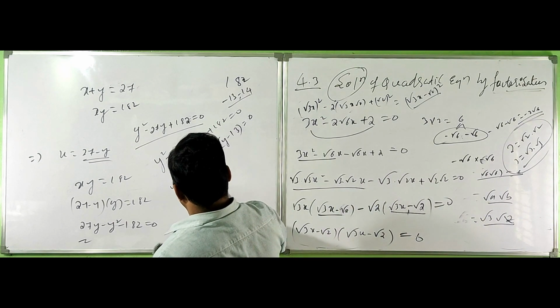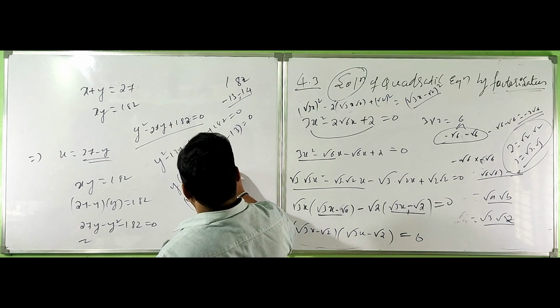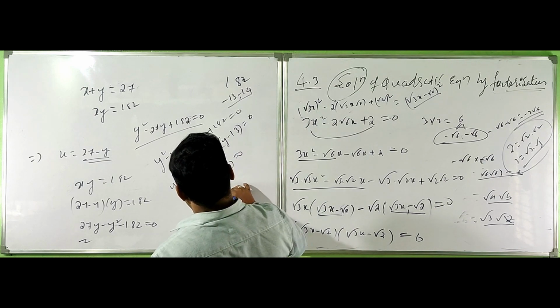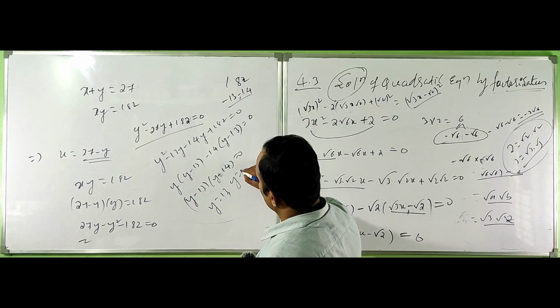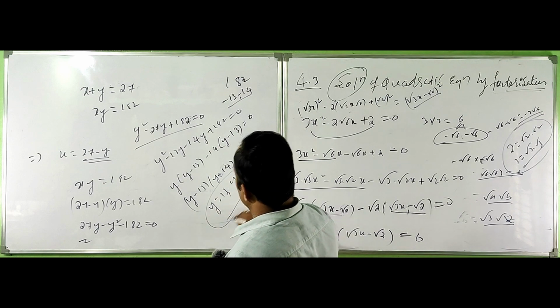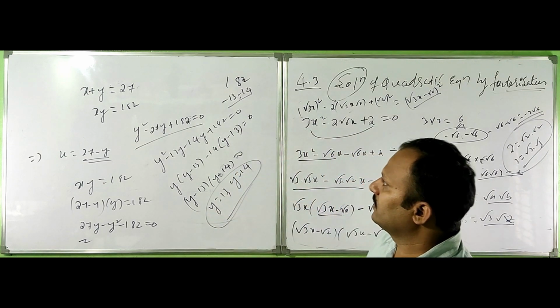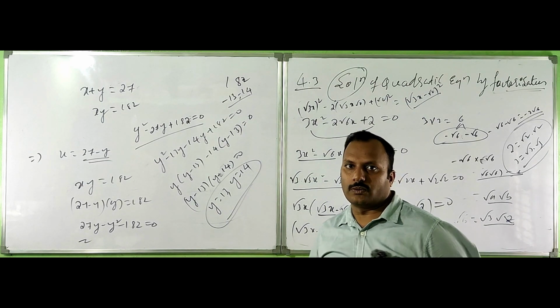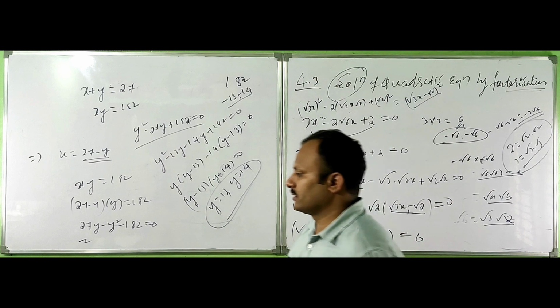So what is the common factor here? y minus 13 is equal to 0 and y minus 14 is equal to 0. The answer is y equal to 13 or y equal to 14. These are the numbers. Just add them, we get 27. 13 plus 14 is 27. Multiply 13 into 14: 130 plus 52 is 182. Right, that's the answer.